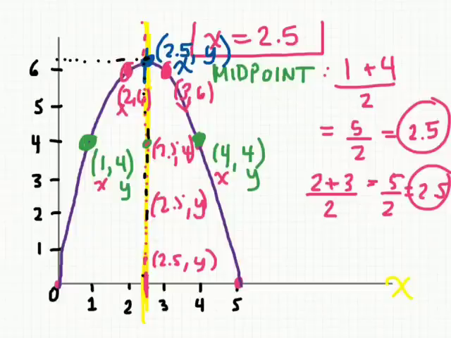Now I want you to tell me what is the maximum value of this parabola. What do you think maximum value means? The greatest value that this parabola has. Well, this parabola starts at 0. It goes all the way up to here, and then it comes back down to 0. What's the greatest value that it can have?